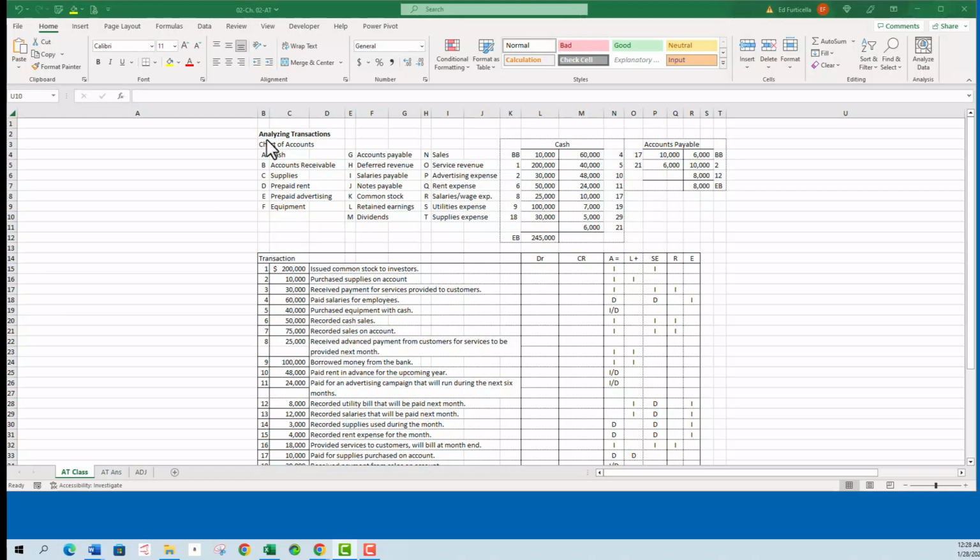The chart of accounts for the company is listed in the upper left-hand corner. A through T lists all the accounts we will use as we analyze these transactions.